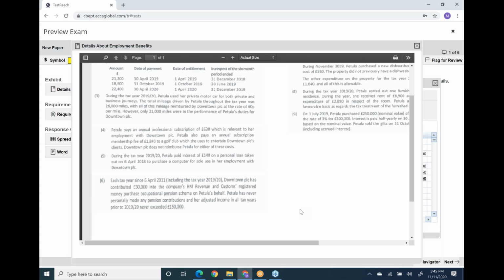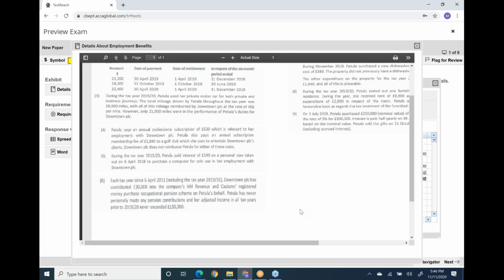Now hold on. I hope you remember the rules of exempt benefit. If the employer is contributing in the employee's pension scheme, then this is a benefit. Yes, it's a benefit, but this is totally exempt benefit. This is purely exempt benefit.